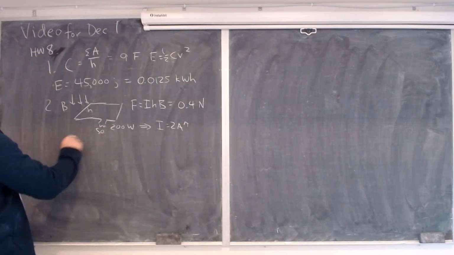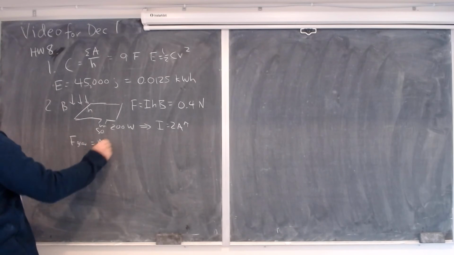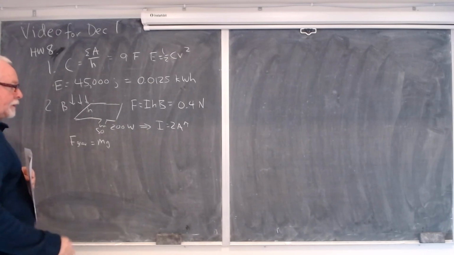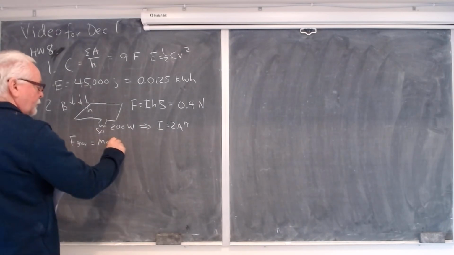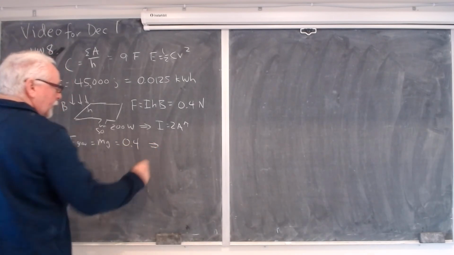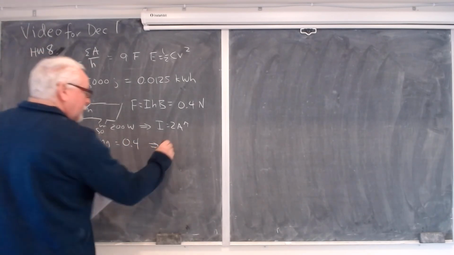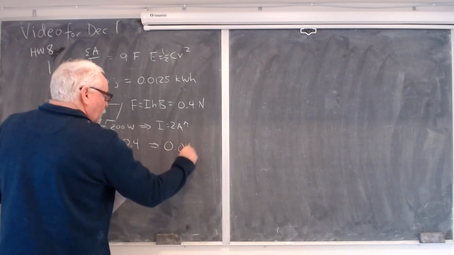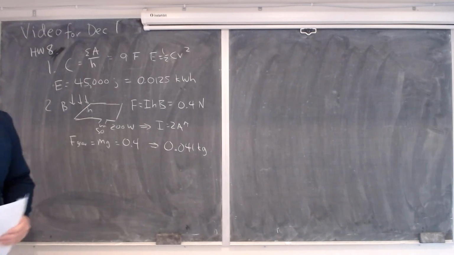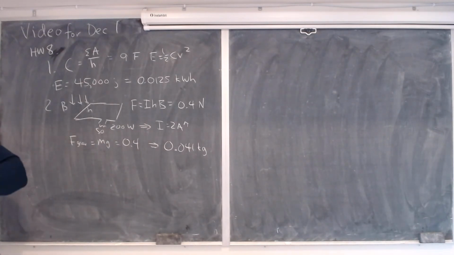And the force of gravity, of course, is mg, where m is the mass of whatever object you're trying to lift, and g is the gravitational constant on Earth. And so if that is set equal to 0.4, dividing by g gives you a mass of 0.041 kilograms.